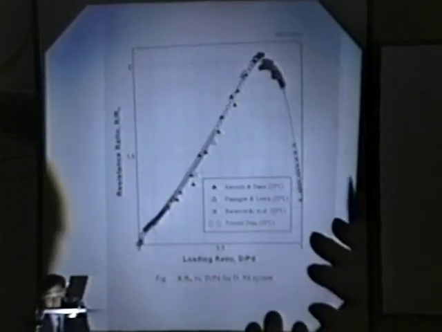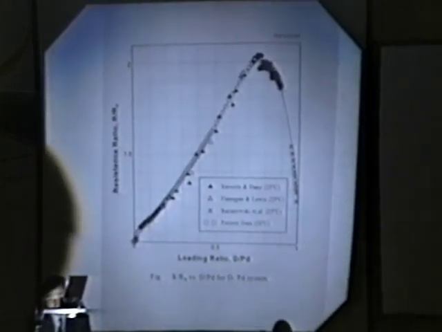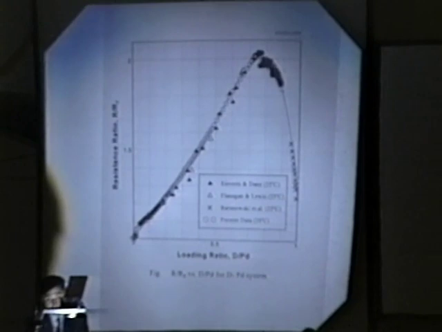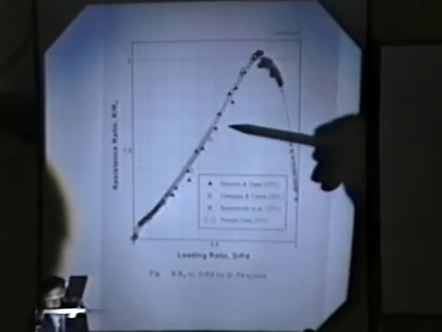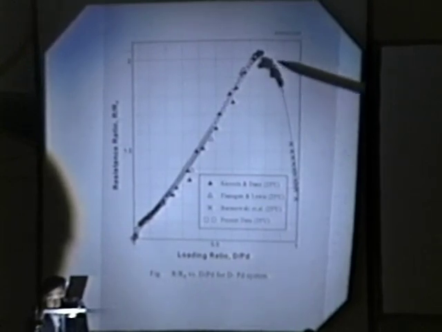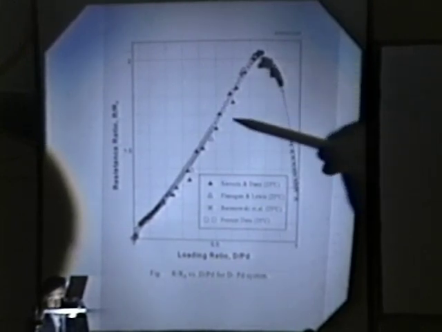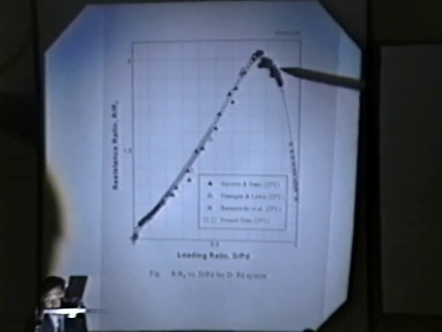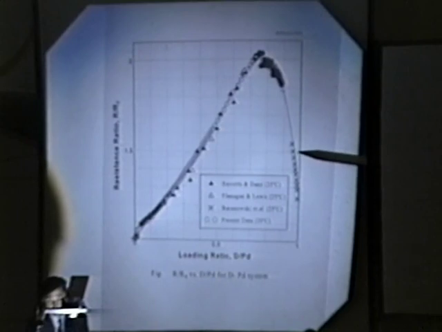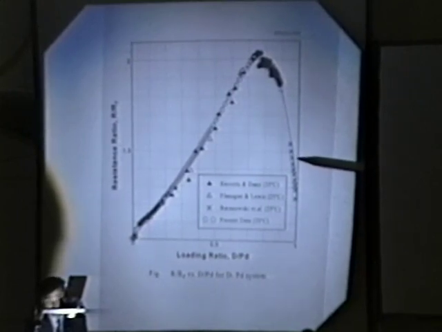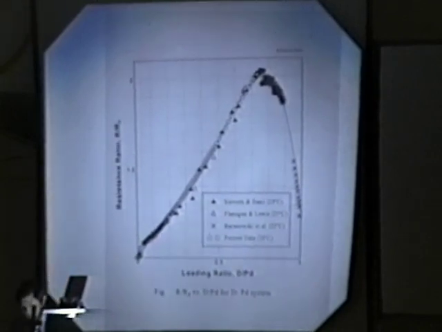For the palladium deuterium system, we have data only up to 0.9, but if we draw a curve, then our curve is in agreement with the data reported by Baranowski's group at very high loading ratio.